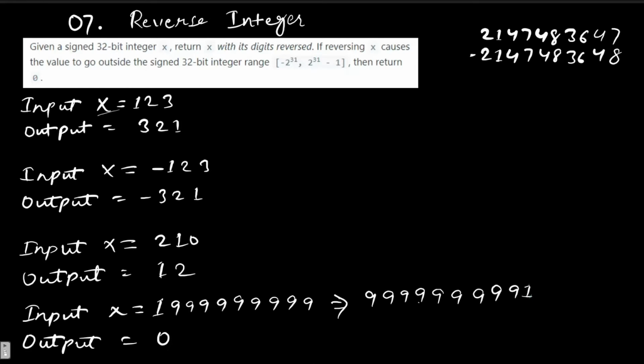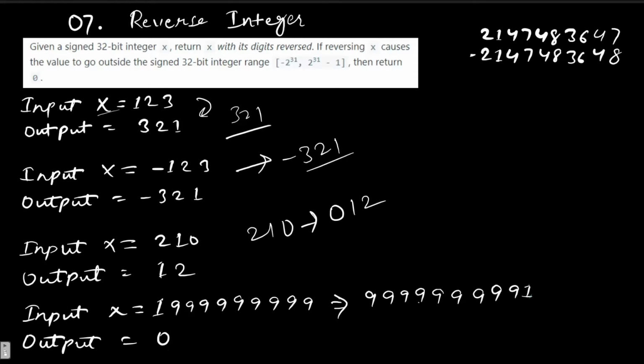So let's see what it means. We are given an integer x like 123 and we have to reverse this, and after reversing it will be 321, which we have to return. If we are given an integer like minus 123, then we reverse it and it is going to be minus 321, so we return minus 321. If we are given an integer 210, on reversing it will be 012, which is equal to 12.